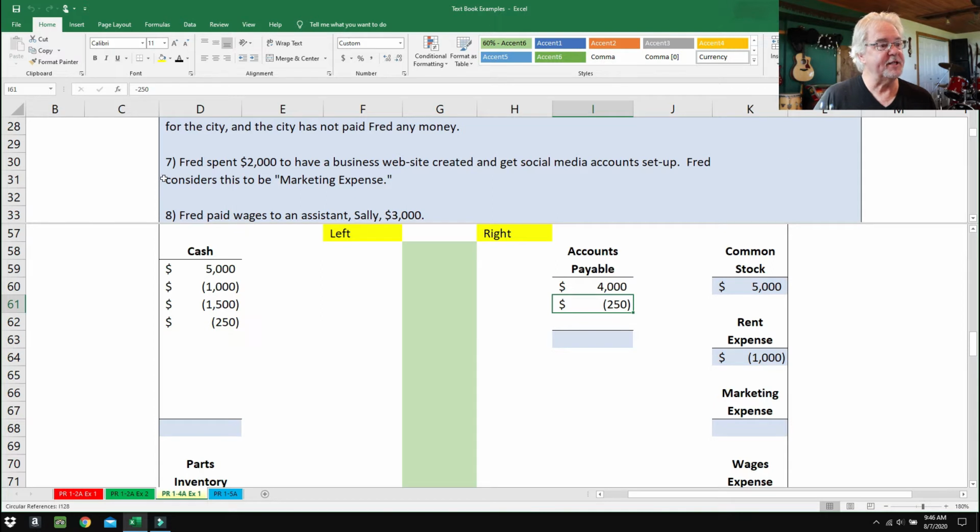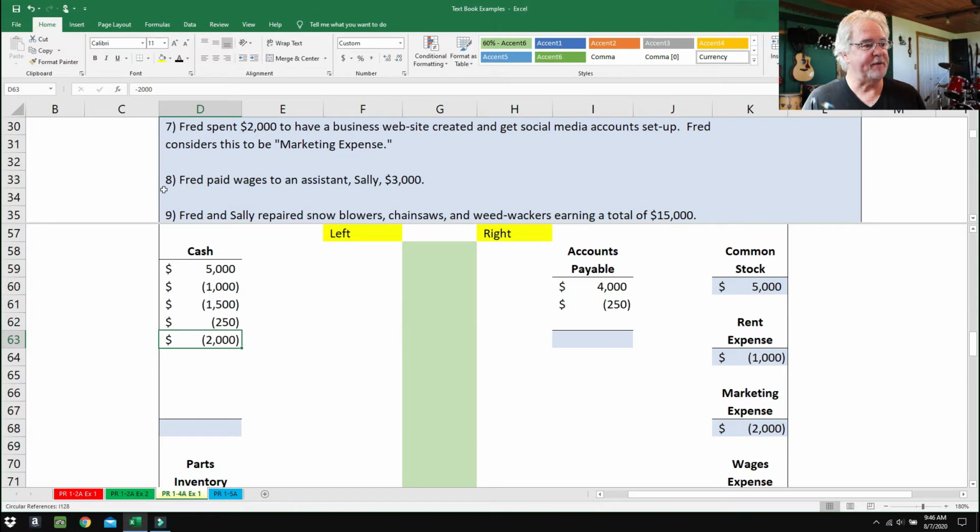Number 7, Fred spent $2,000 to have a business website created and get social media accounts set up. Fred considers this to be marketing expense. So Fred is spending more money. There we go, $2,000. And we have a negative $2,000 on the left. We need a negative $2,000 on the right. And here is just the spot to put it, marketing expense. There it is, negative $2,000, negative $2,000. We are still in balance.